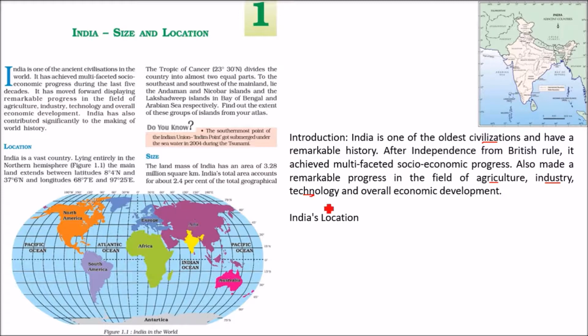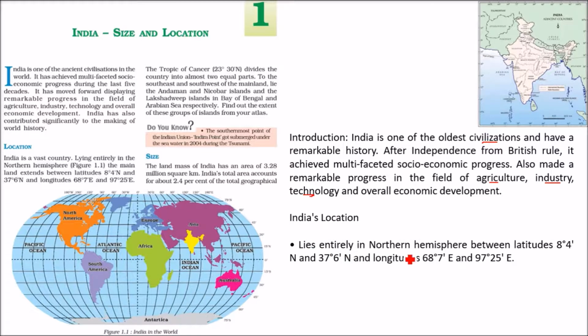When it comes to India's location in the globe or in the world, we lie entirely in the northern hemisphere. So if you take this as a globe and this is the equator, then all above it is the northern hemisphere and all below this is the southern hemisphere. So we are in the northern hemisphere, that is, if this is the equator, we are above it. And the latitudes and longitudes are 8 degree 4 minute to 37 degree 6 minute. This is the latitude, and longitude is 68 degrees 7 minutes to 97 degree 25 minutes.